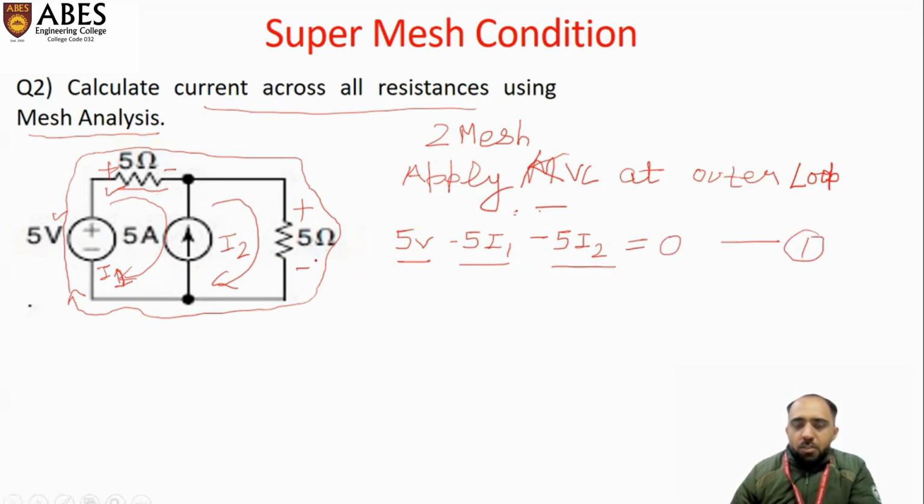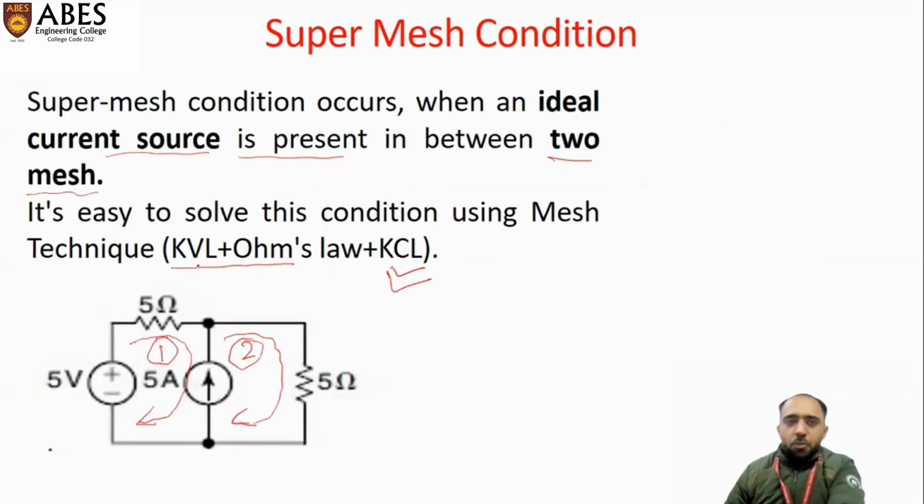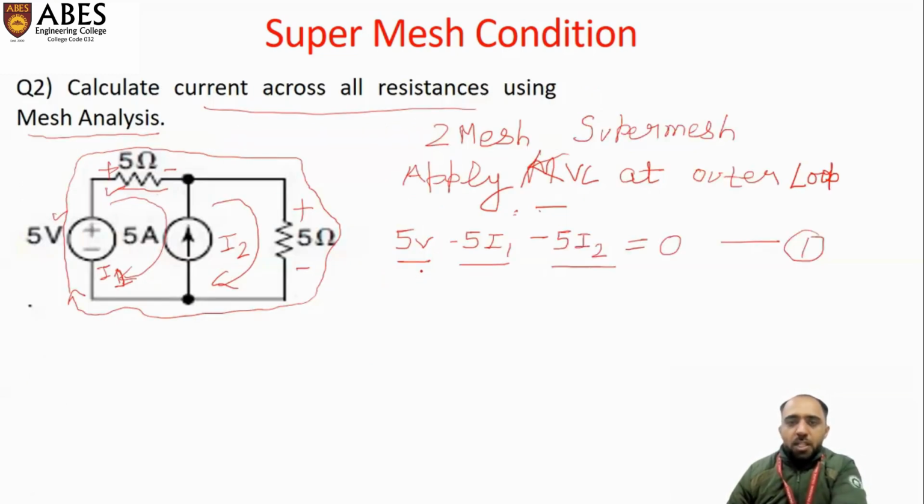Now how to get another equation from this circuit. So this is the super mesh. Earlier we discussed that this question is a super mesh because the 5 ampere current source is coming in between mesh 1 and 2. I'm showing again: super mesh condition is when an ideal current source is present in between the two meshes. We need to use the KCL also. Remember this point, we need to use the KCL also.